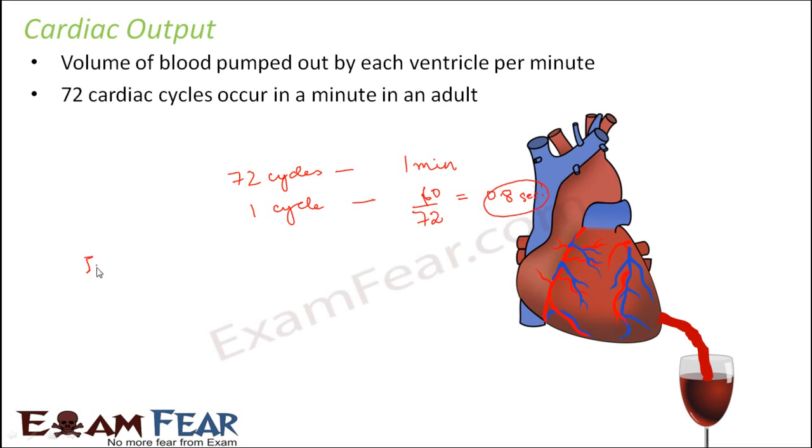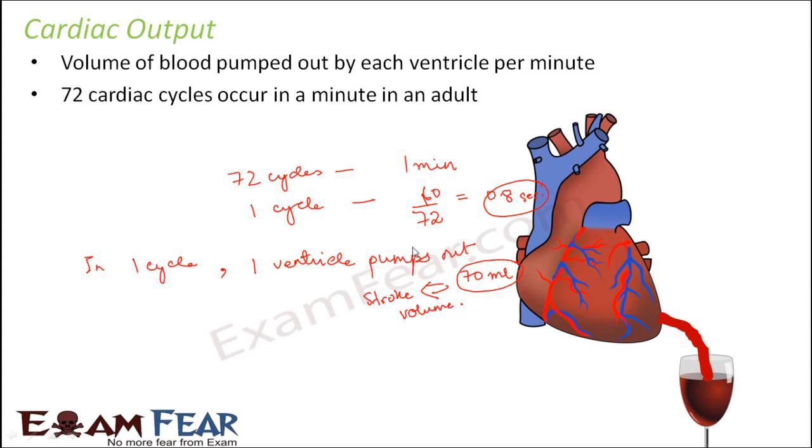Now, it has also been observed that in one cardiac cycle, one ventricle pumps out around 70 milliliter of blood, and this volume of blood pumped out by one ventricle in one cardiac cycle is also known as the stroke volume. This is a term given to this volume. It is called the stroke volume. So if in one cycle it pumps out 70 milliliter, how much would be the cardiac output?